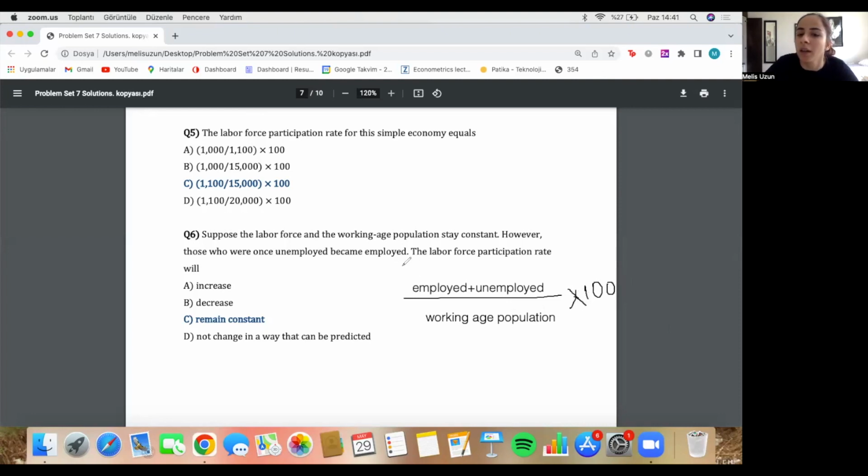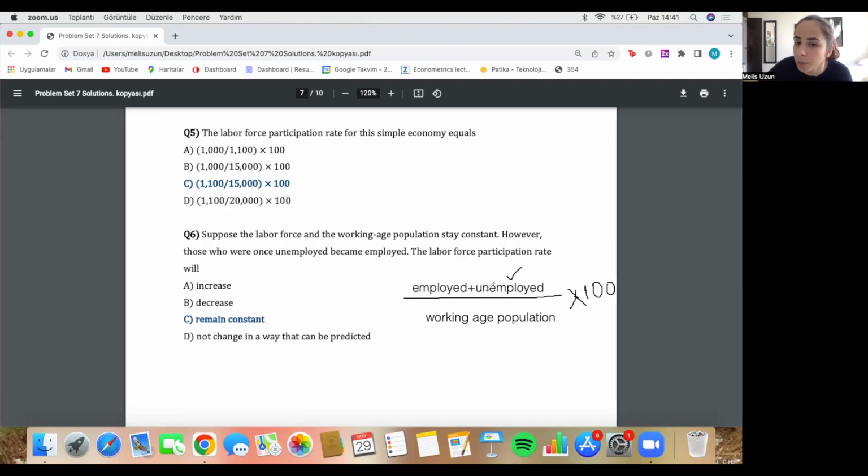So it says that labor force and working age population stay constant, but the unemployed people become employed. So rather than writing unemployed here, they will be employed. The number will not change. So there is nothing in here that changes.